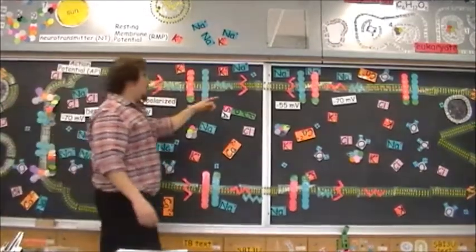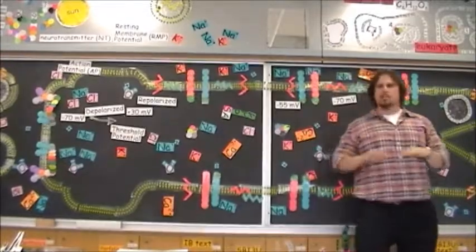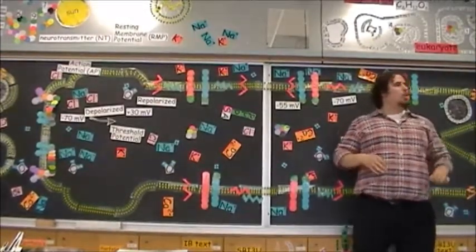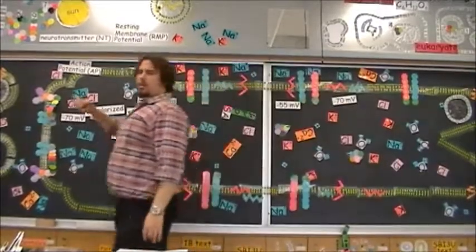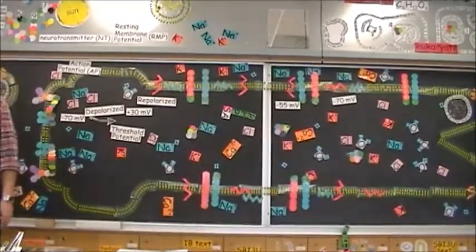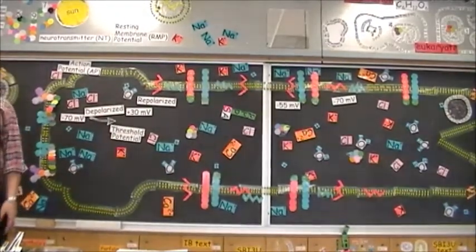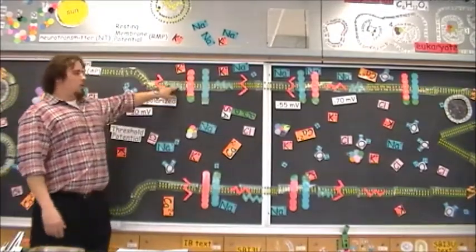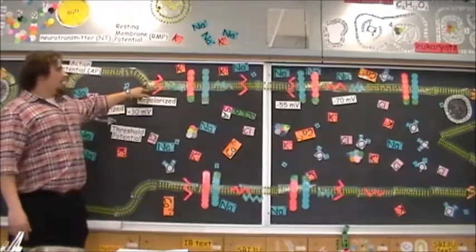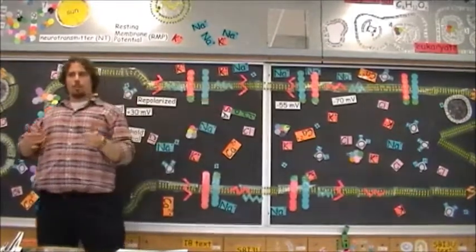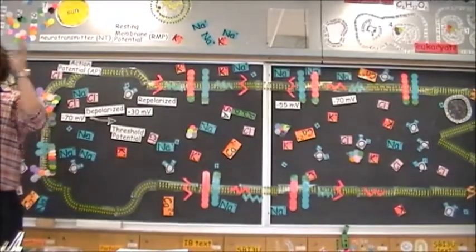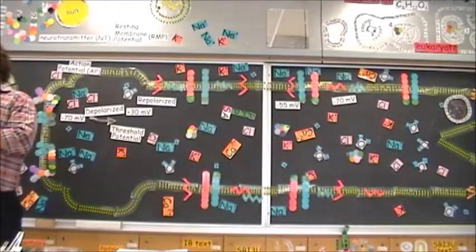Some voltage-dependent potassium channels are always open, always allowing the flow. Not all of them. Once you hit positive 30, sorry, I'm mixing that up, once you hit positive 30, the sodium channels close. The rest of the potassium channels all open, and there's a huge rush of potassium out of the cell.